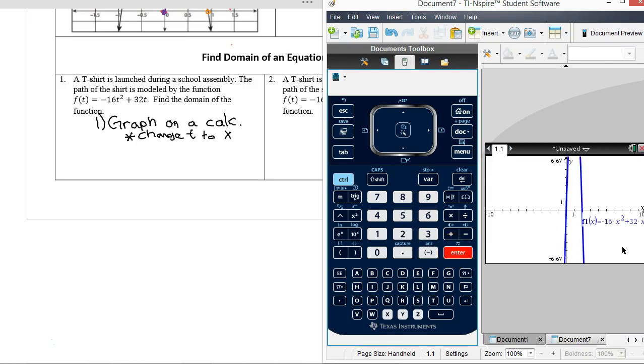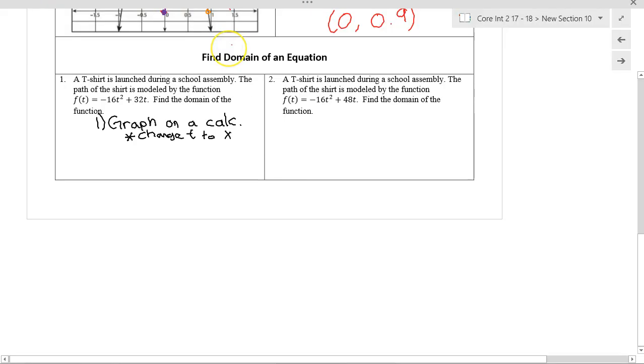So my graph is going to look something like this. Again, this is a T-shirt being launched. So it gets launched, it goes way up in the air somewhere over here. I don't know what that is. And then it comes back down and lands here. Again, what is the domain of this function? Well, where does it start to where does it stop?